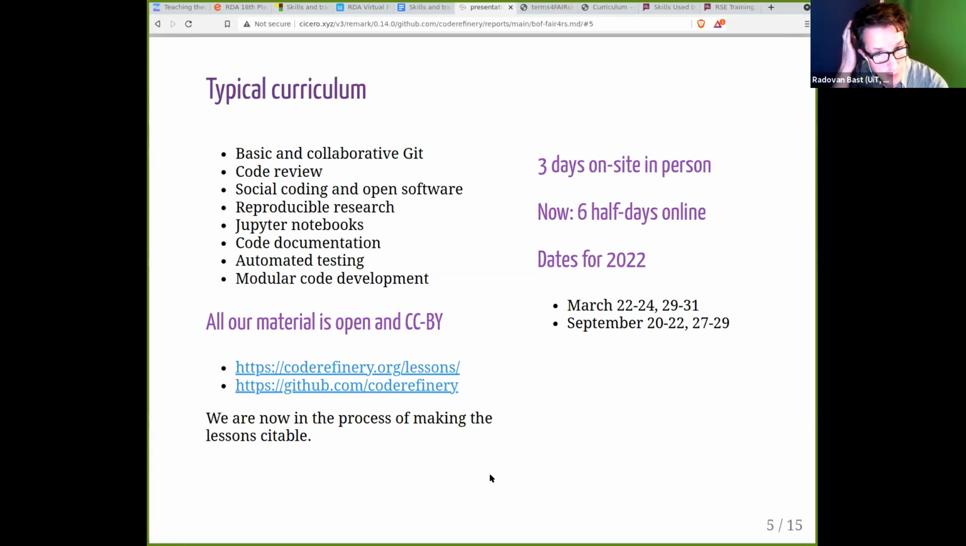All the lessons are Creative Commons. We really encourage reuse and contributions. Up to 2019, a typical workshop was three full days on site. But since 2020, we do this in six half days online. And here you can already find dates for 2022. And we really want to reach as many people as possible.